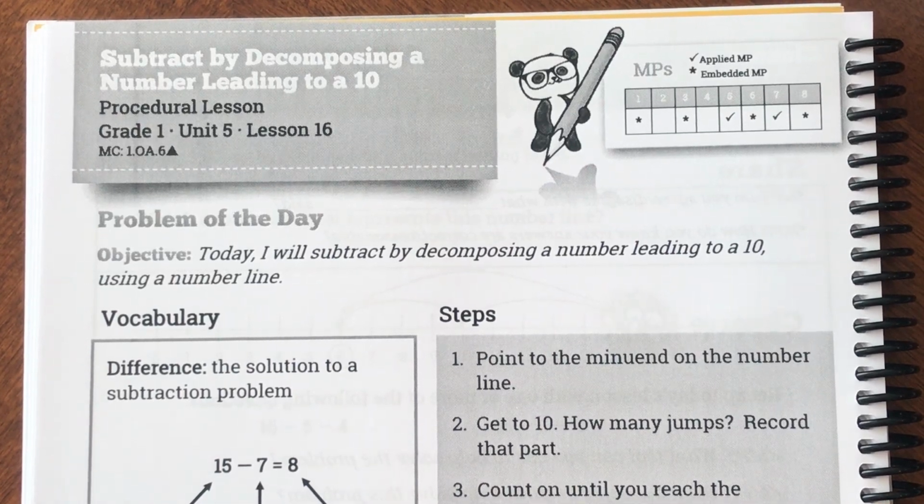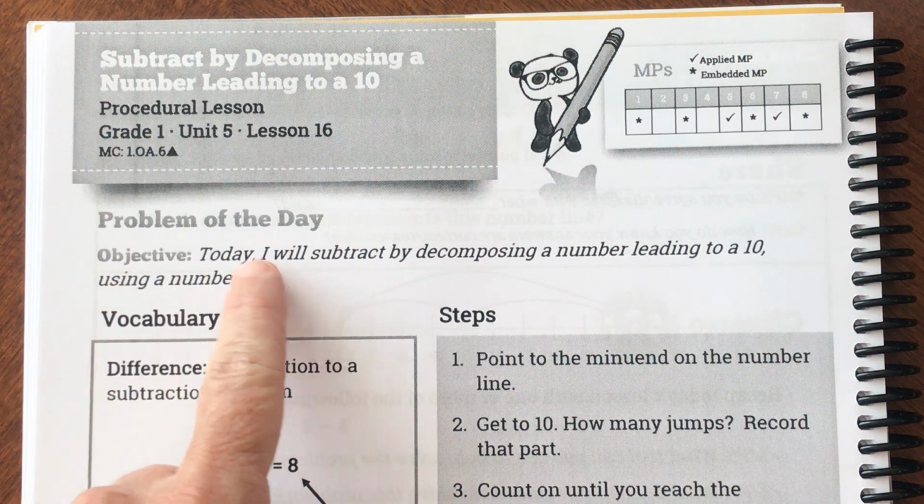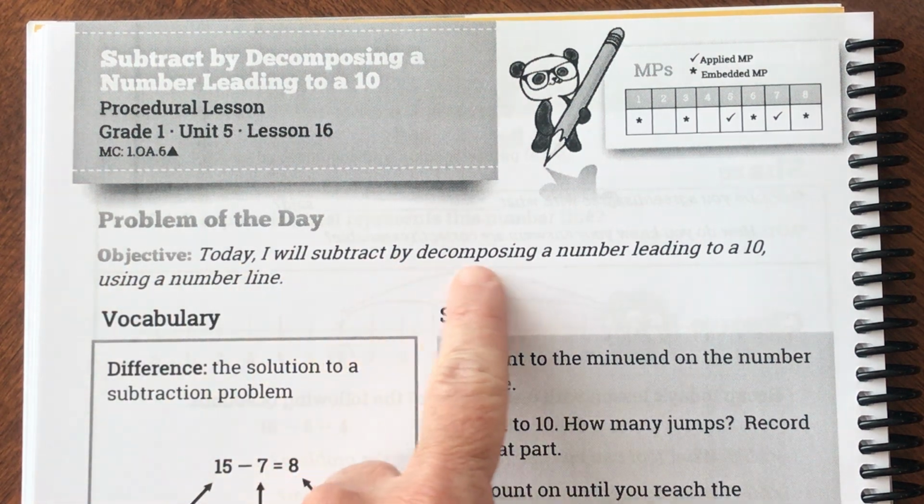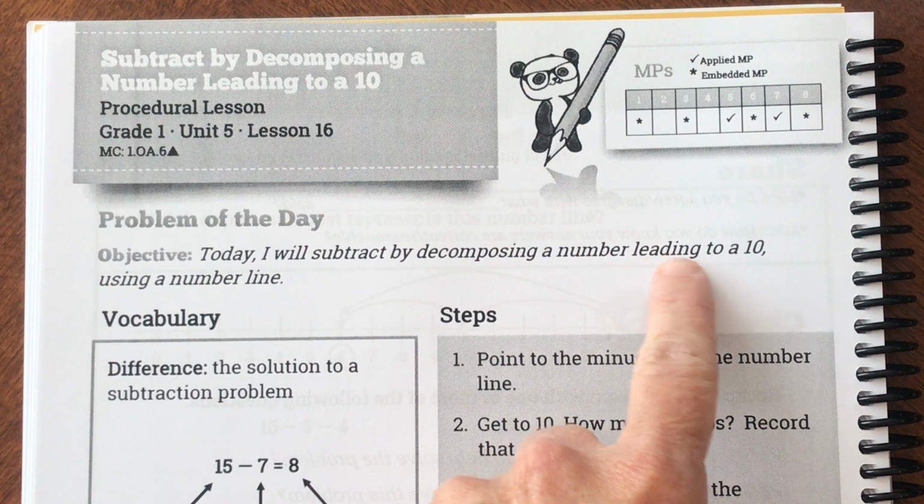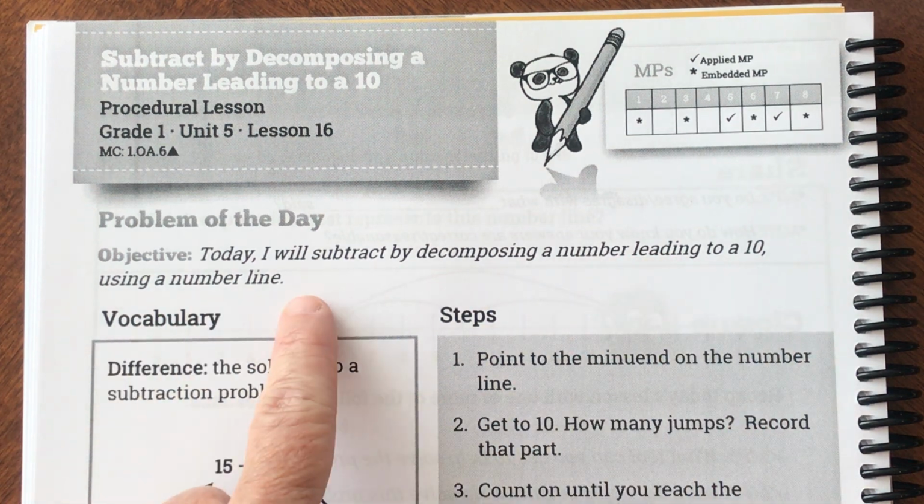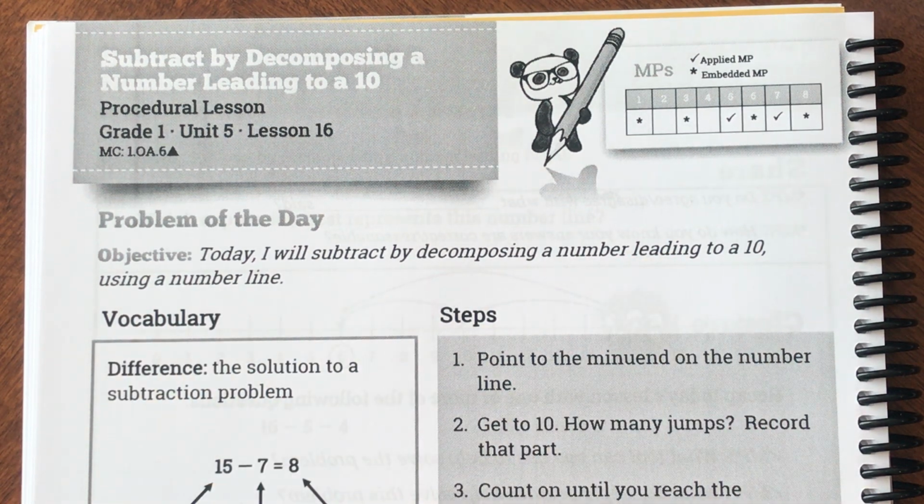Good morning, first graders. Today we are on page 83 of your student journal, page 83. And our objective is today I will subtract by decomposing a number leading to a 10 using a number line. So today we're going to practice more of what we did in our last lesson.